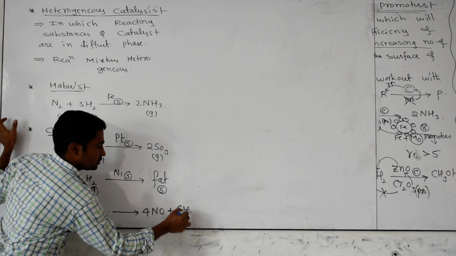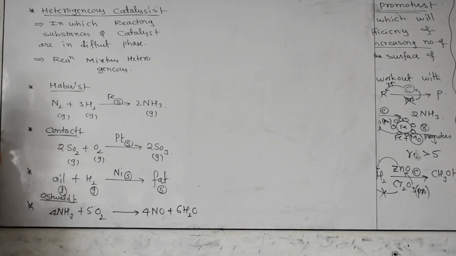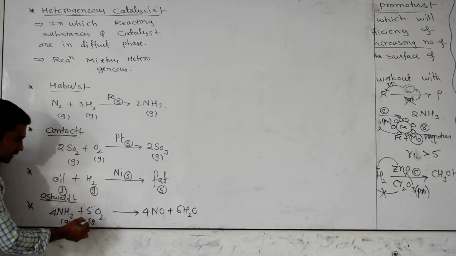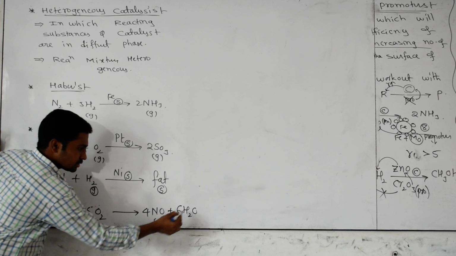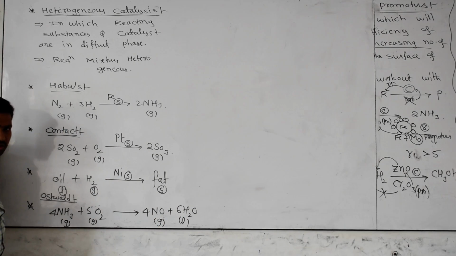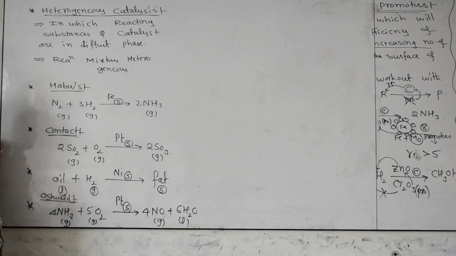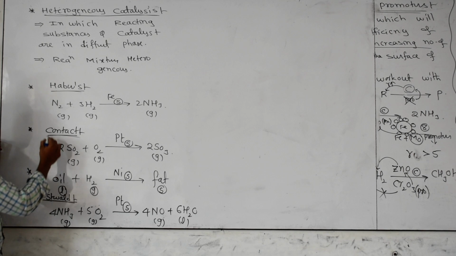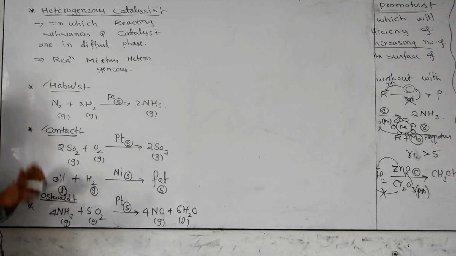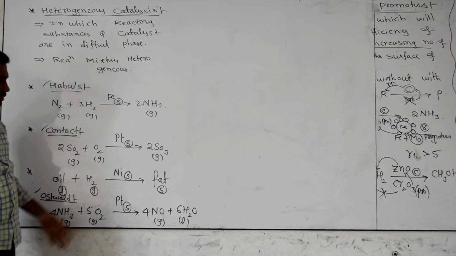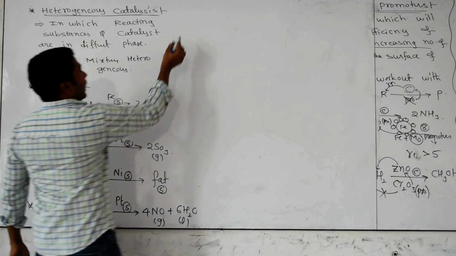2 sixes are 12. Let's check the balance. Ammonia is gas, oxygen is gas, nitric oxide is also gas, but water is liquid. What is the catalyst used? You know. Here also the catalyst is platinum. This will come in the P block, and we will repeat this process there. Don't worry about that one.